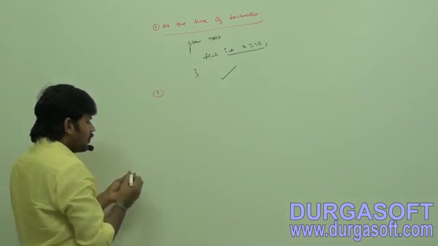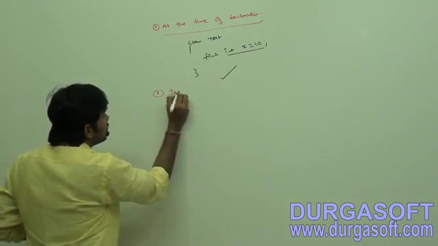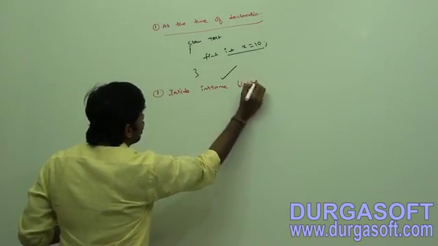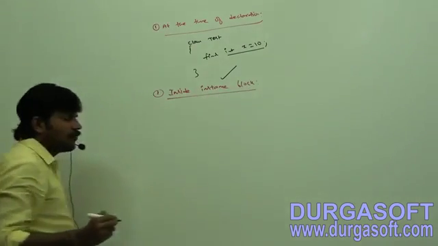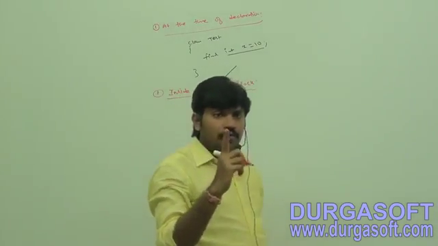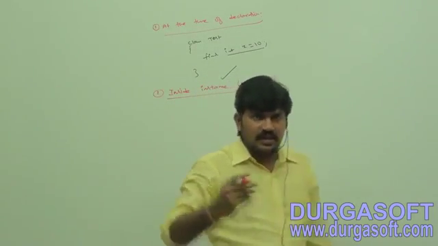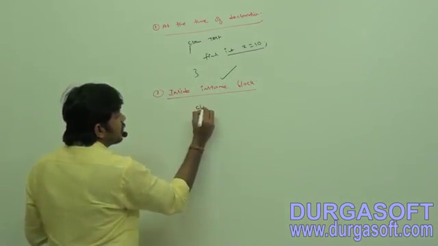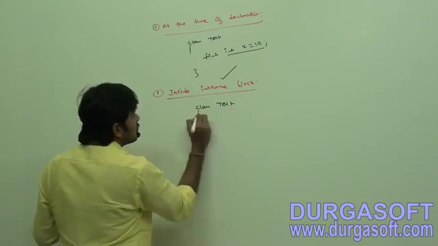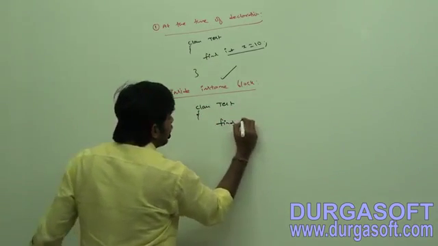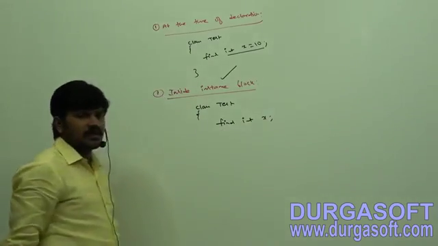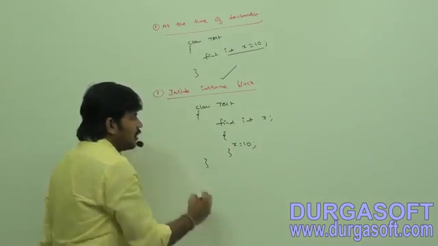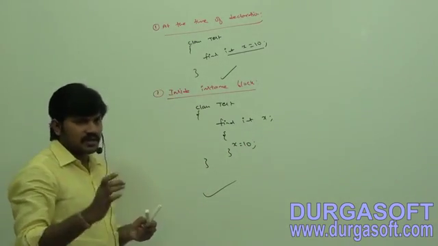Second one, inside an instance block. Sir, when will an instance block be executed, before or after the constructor? Before the constructor. First the instance block and then the constructor. That's why the option is: class Test, final int x, curly brace open, x is equal to 10, curly brace close, inside the instance block.